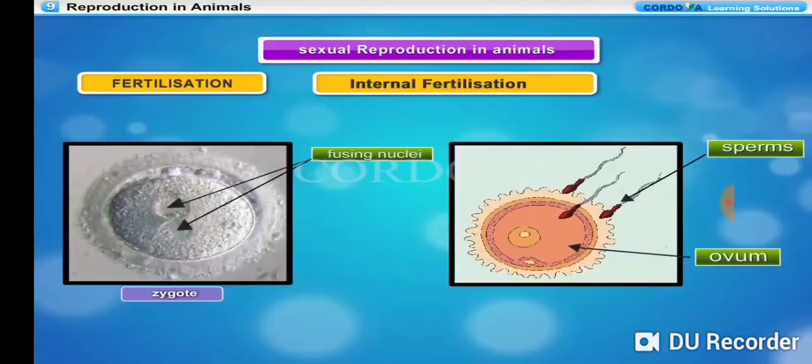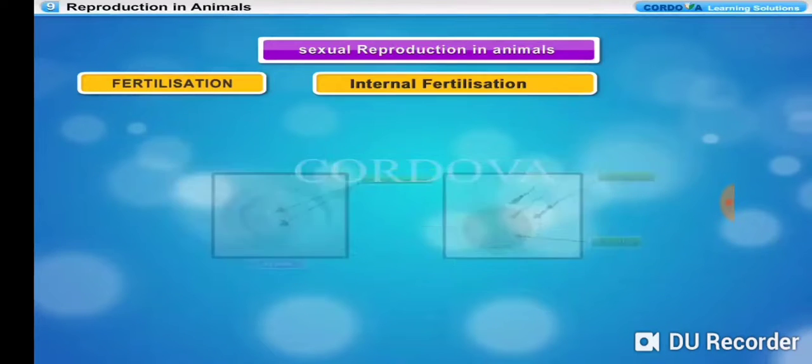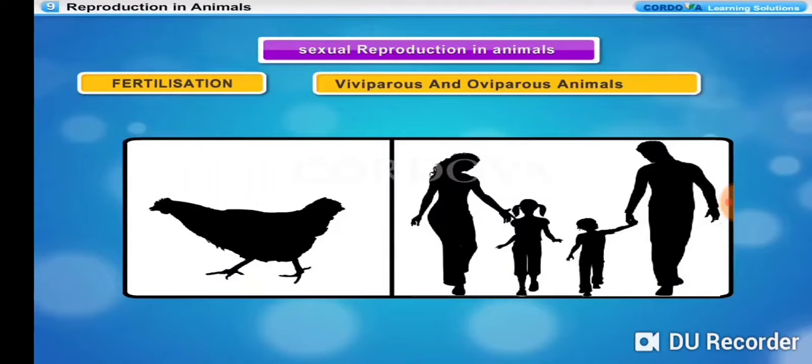Internal fertilization. The fertilization which occurs inside the female body is called internal fertilization. In internal fertilization, the eggs are fertilized by sperms inside the female's body to form a zygote. Internal fertilization takes place in mammals, including human beings, viviparous and oviparous animals. Both in humans and hens, internal fertilization takes place. Humans give birth to babies, whereas hens lay eggs.